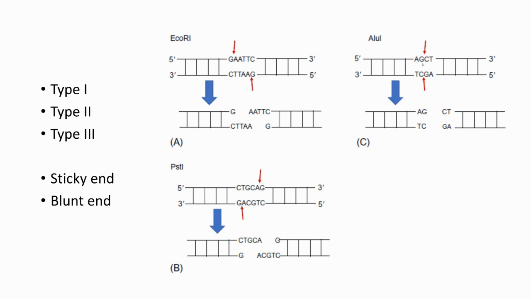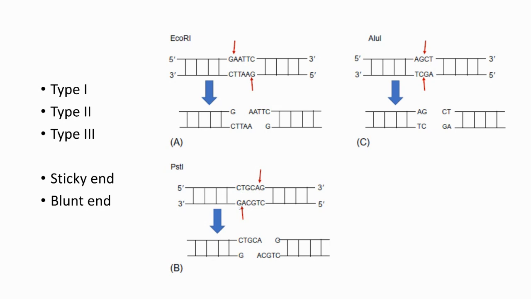For AluI, they recognize these 4 nucleotides, AGCT, and then backward, AGCT. And for PstI, you have CTGCAG, and then you read it backward, CTGCAG. So these are the recognition sites for the type 2 restriction enzymes.